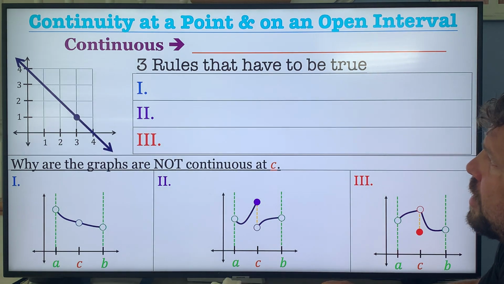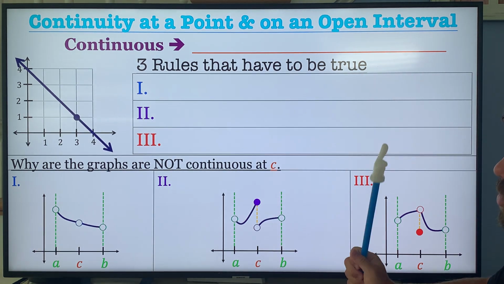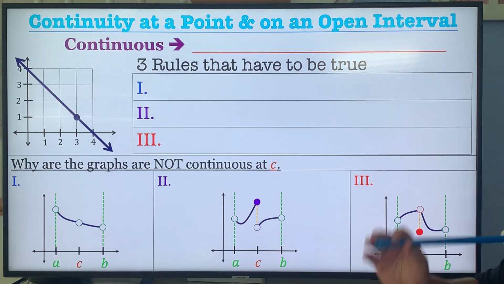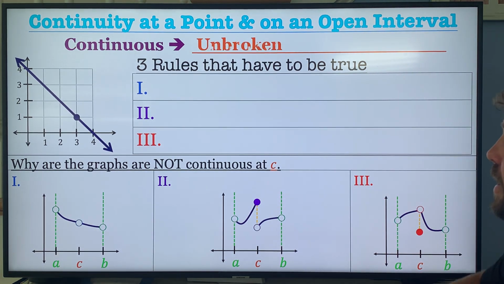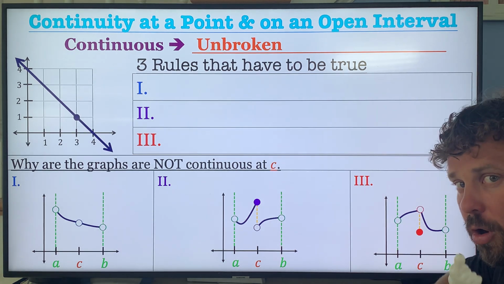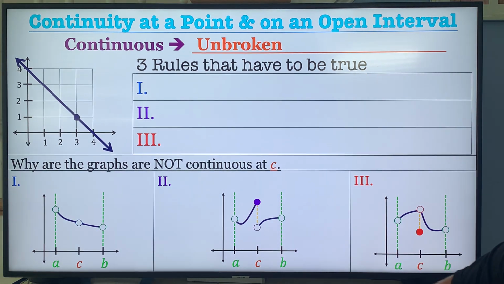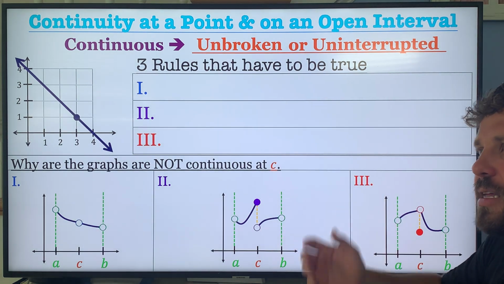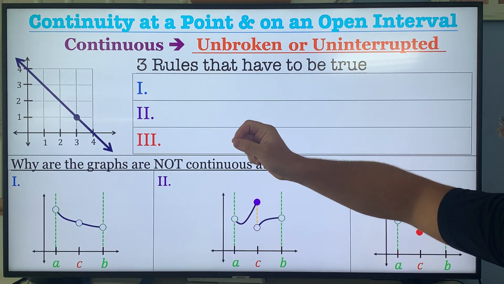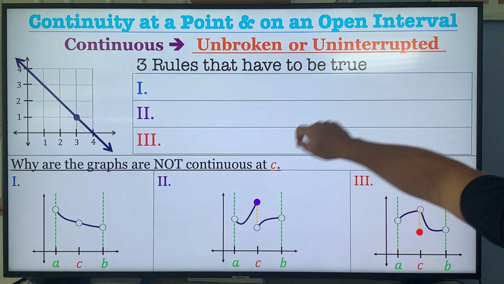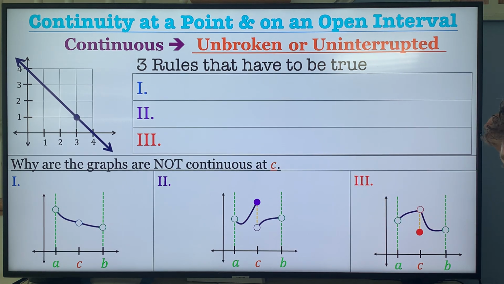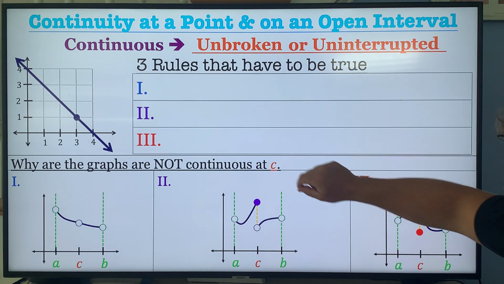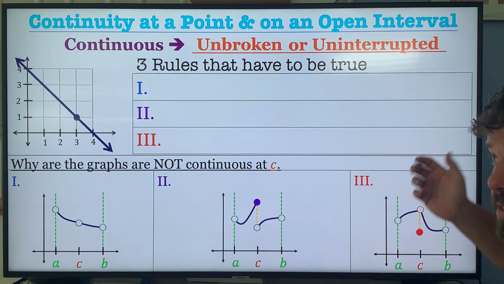First thing you need to know: continuity at a point and on an open interval. What does the word continuous mean? When I point to you, you yell out what you think it means. It means unbroken or uninterrupted. So a continuous line is a line that, if you took a pen or pencil to a piece of paper, you would draw the line and never lift the pen or pencil up. You just keep on drawing the line. That's pretty much what continuous means.